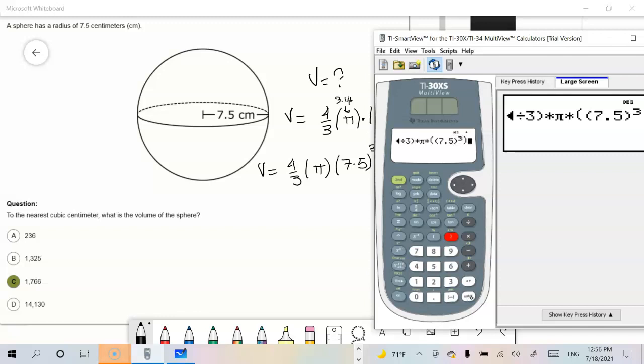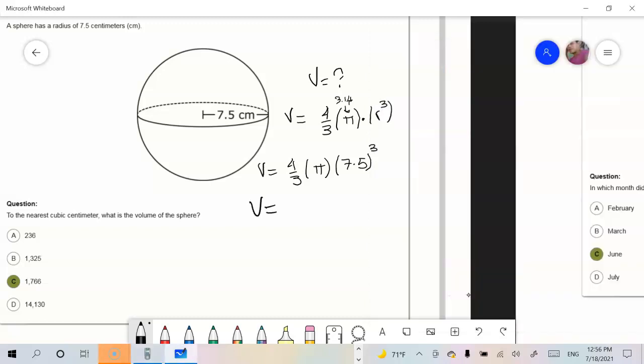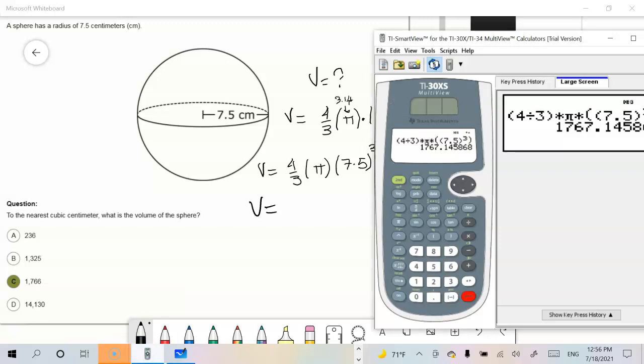So you press enter, so it gives you the answer. And then the answer is, let me see how much it was. It is 1767.14.